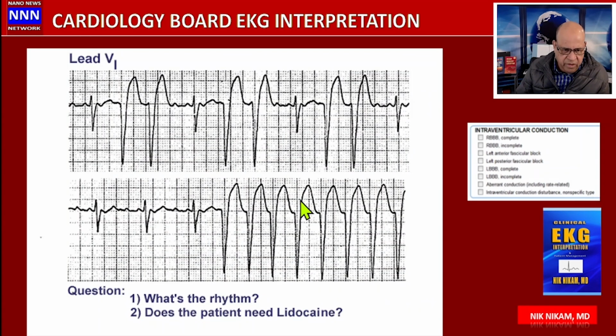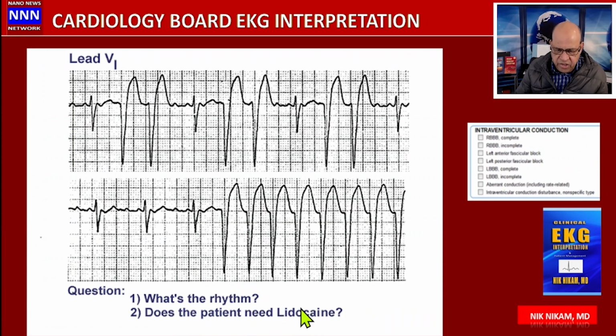Okay, here's an example of a rhythm. It's an interesting rhythm because the underlying rhythm is atrial flutter, because if you see the notches here on every fifth heavy line, the atrial rate is about 300. And then we have a narrow QRS complex, then a wide QRS complex, narrow QRS complex, wide QRS complex. So is this ventricular tachycardia in the presence of atrial flutter? That's why they're asking, does this patient need lidocaine?